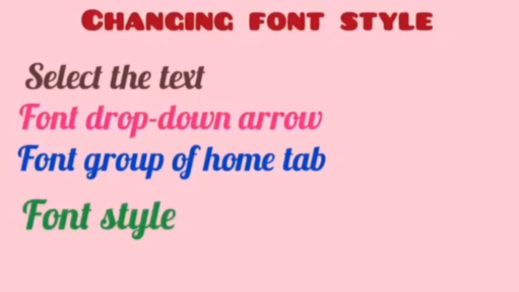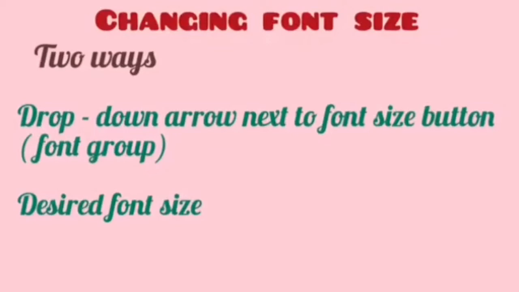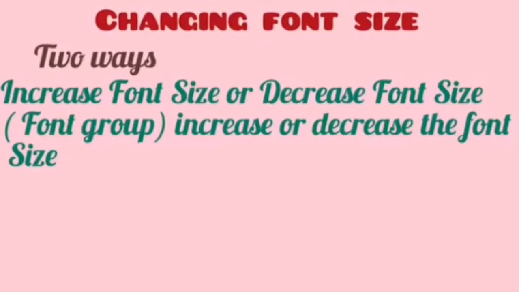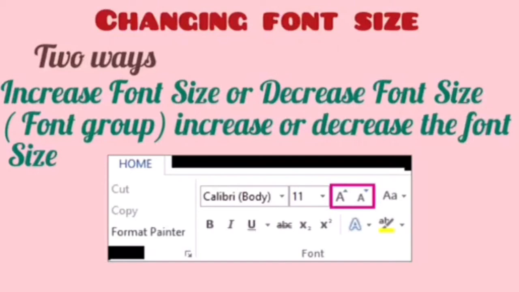Next is changing font size. There are two ways to change the font size. One is you have to click on the drop down arrow which is present next to the font size button, like this. You can see that 11, right? You can change the font size from there. The other option is that you have to click on the increase font size and decrease font size buttons which are present in the font group again. You can see the two A's in the boxes. One is big and one is small.